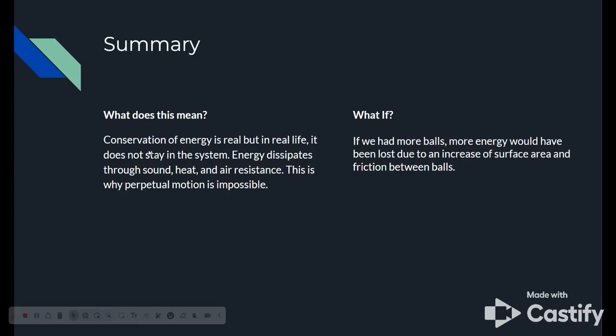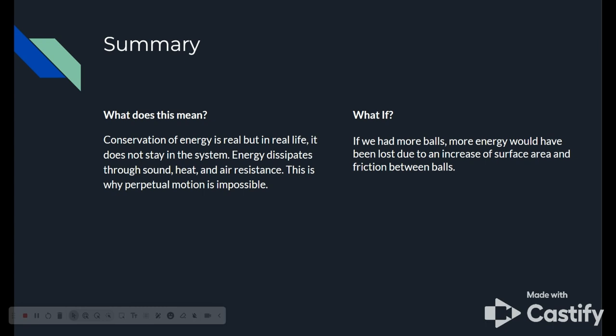What does this mean? So basically, the conservation of energy is real, but in real life, it does not stay in the system. Energy dissipates in multiple ways through sound, heat, and air resistance, which is why perpetual motion is impossible. But what if we had more balls? If we had more balls, more energy would have been lost due to the increase of surface area and friction between the balls.